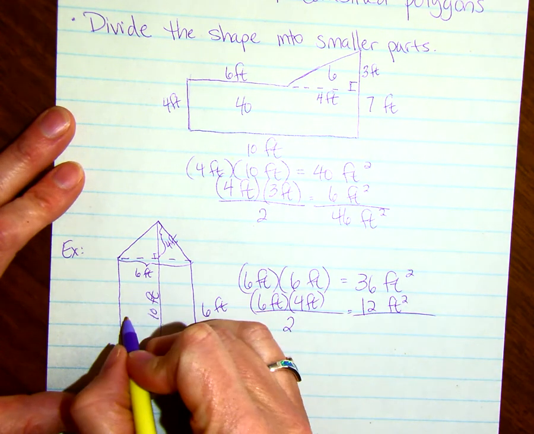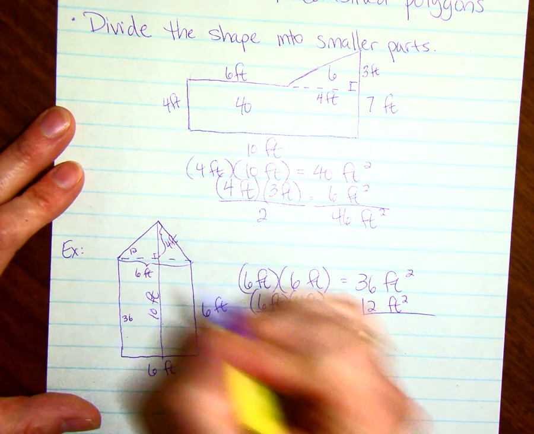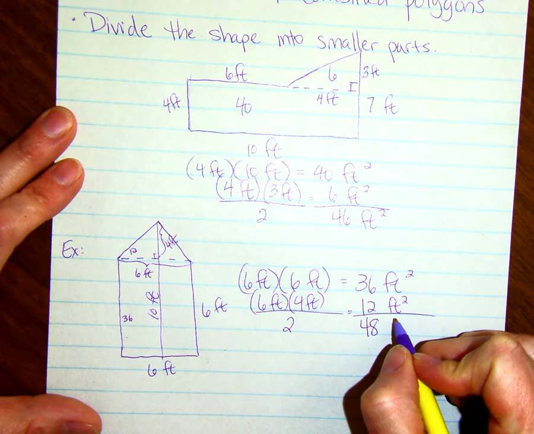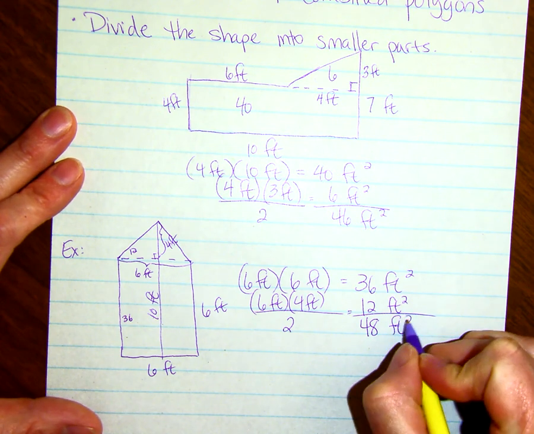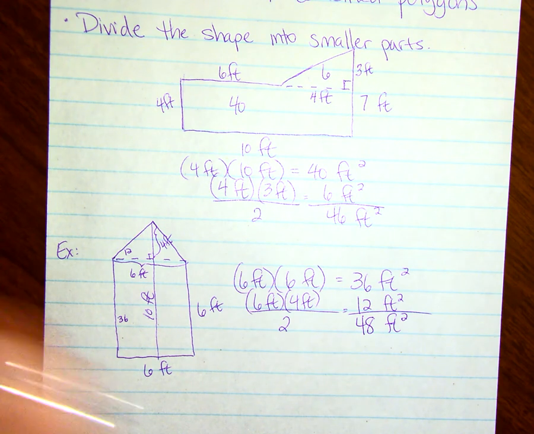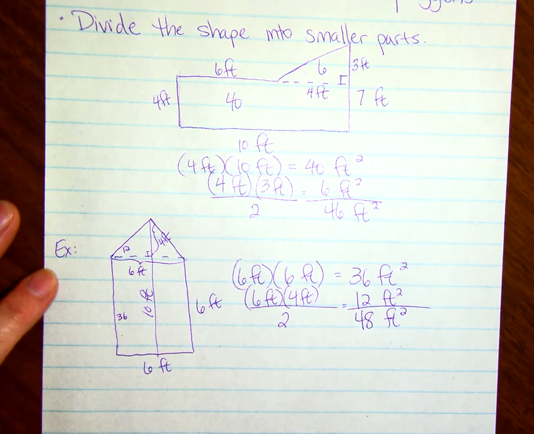So this one was 36, this one was 12. We add them together, and we get 48 feet squared, which is then the area of the whole figure. And that's the end of the lesson.